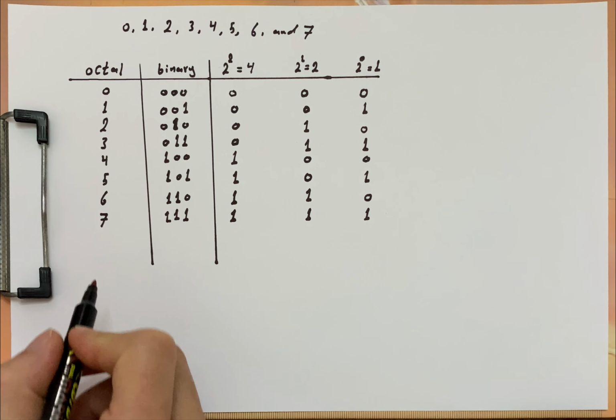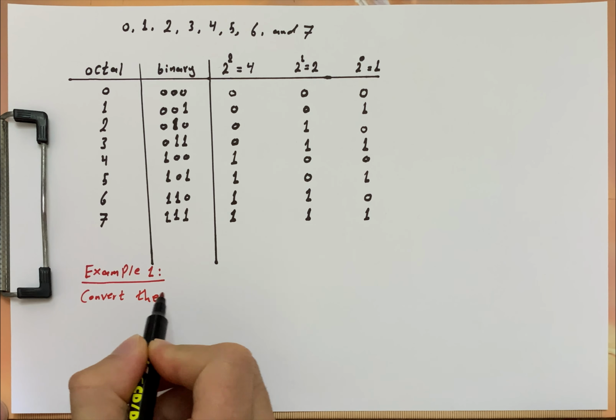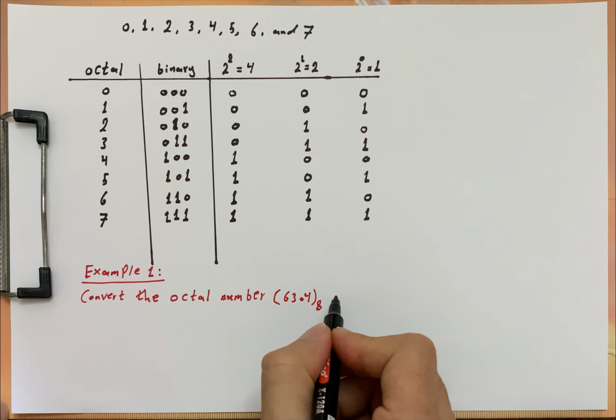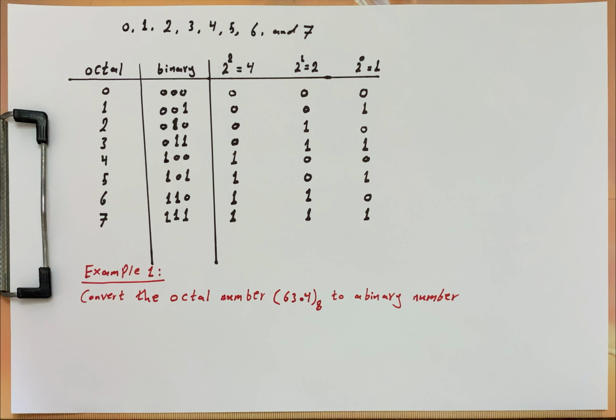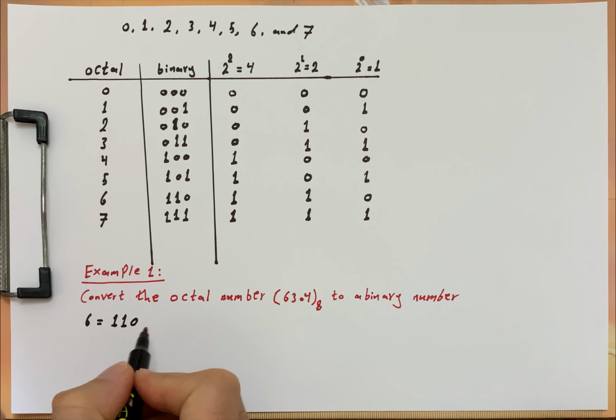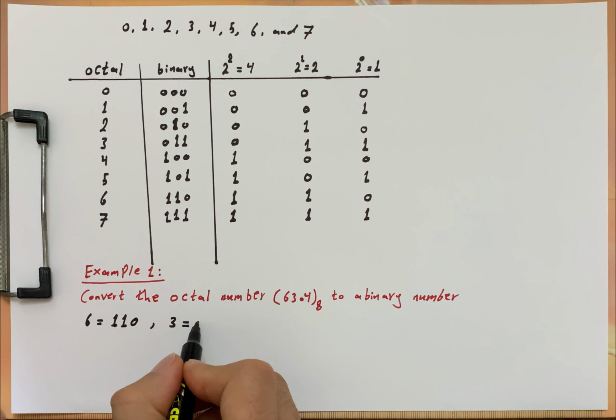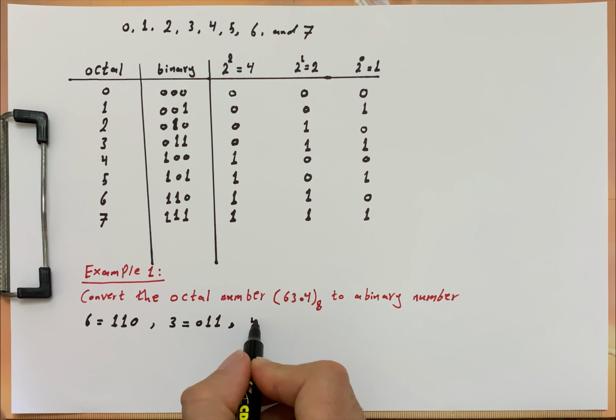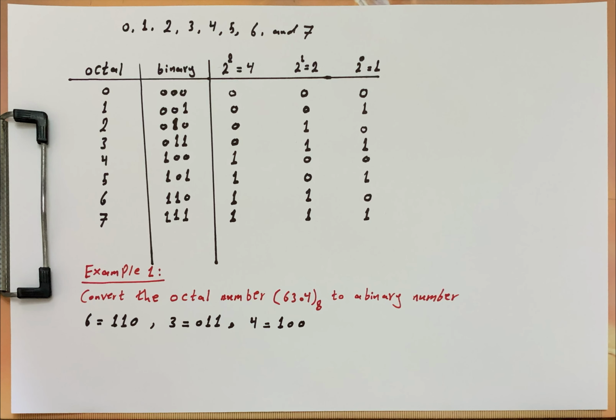Let us take an example. Example 1. Convert the octal number 63.4 to a binary number system. From the above table, the octal number 6 is equal to 110, the octal number 3 is equal to 011, and the octal number 4 is equal to 100. So the octal number 63.4 is equal to 110011.100 in binary.